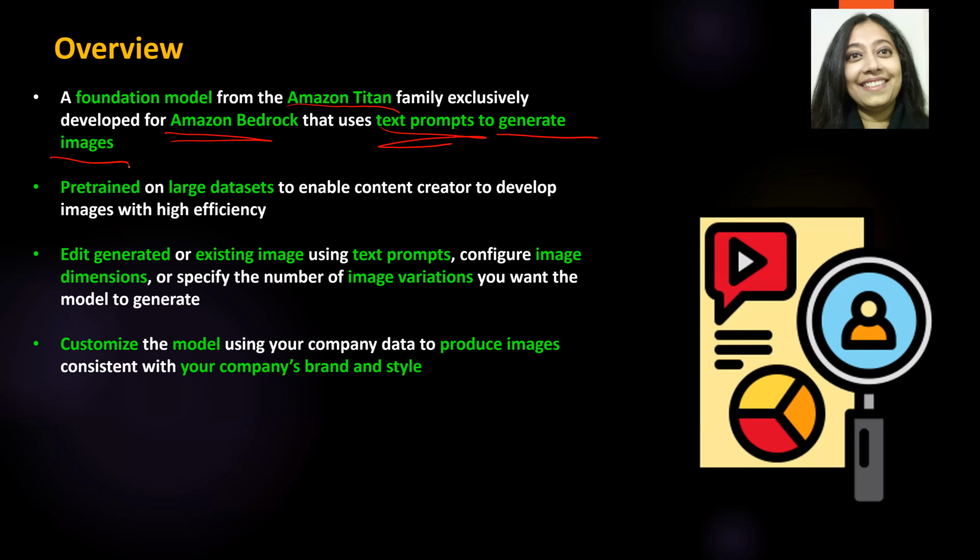Now, this particular model is pre-trained on large data sets to enable the content creator to develop images with high efficiency. You can edit generated or existing images using text prompts. You can configure image dimensions, specify the number of image variations you want the model to generate. So all of these features are available. You can also customize the model using your company data to produce images that are consistent with your company's brand and style.